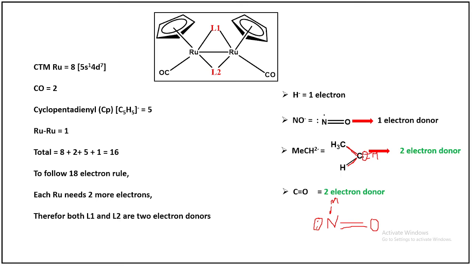Ma'am, how 3 electron donor? Like we will count also what it is already bonded with M. One from there and 2 electrons from there. It is already bonded with M. It can bond with another M also. Okay, so we will consider it as a 3 electron donor. So this is a special case. NO plus, NO minus, we always get confused.